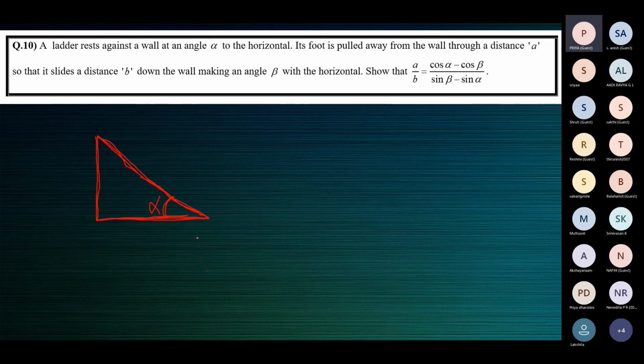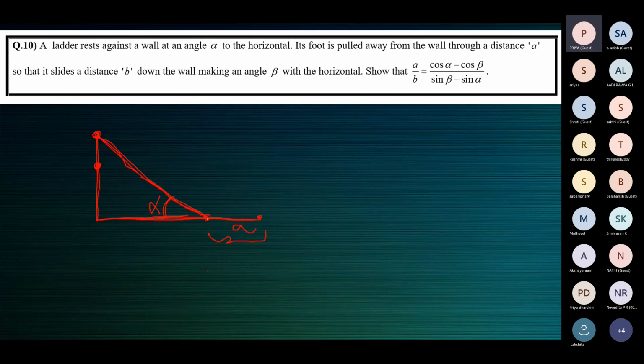Its foot is pulled away from the wall. This is the foot of the ladder. You're pulling the foot away from the wall through a distance A. So this distance is A. So what happens? It will slide down the wall. When you pull the foot away, it will come down. This is the top of the ladder. It will slide down here.